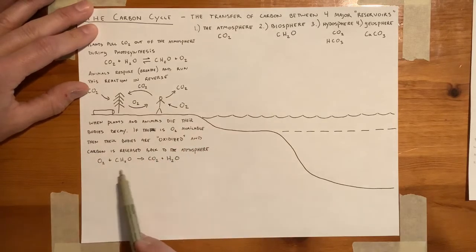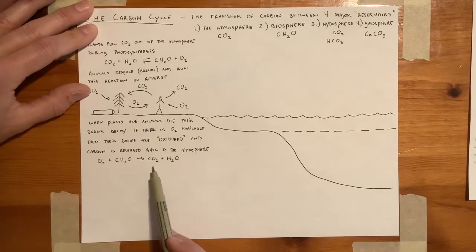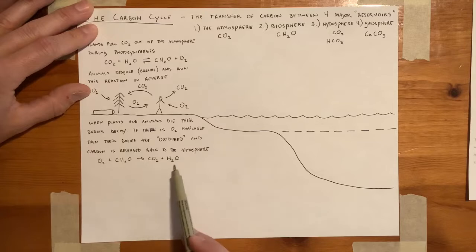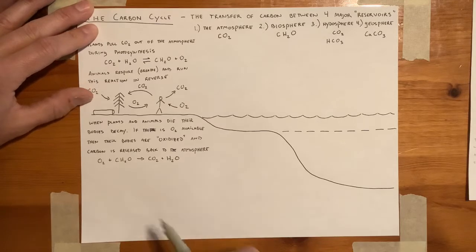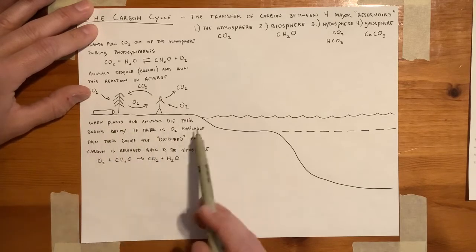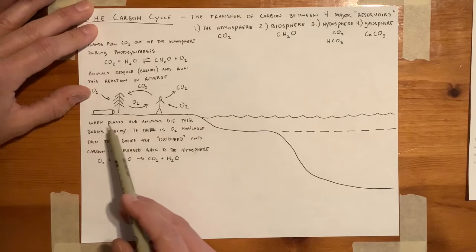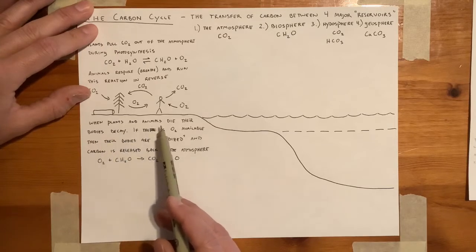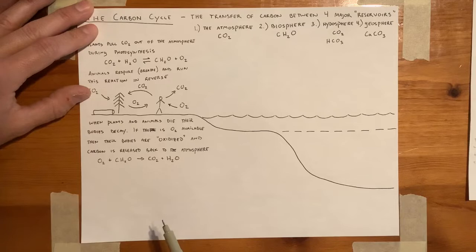So free oxygen and dead organic matter will react to release carbon dioxide back into the atmosphere, along with some H2O. Some carbon will also become stored sort of long term in soils, right? So dead leaves and sticks and twigs and everything break down and become part of soils.